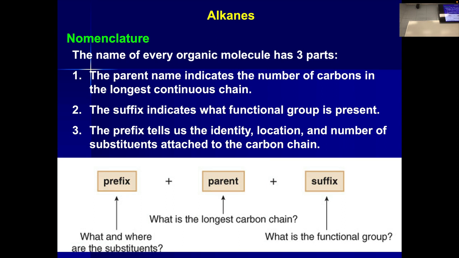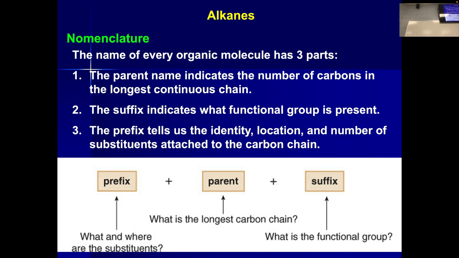All naming or all nomenclature really boils down to being able to identify three things: a prefix, a parent, and a suffix. This is an example in science where there are rules there for a reason, and you have to follow them to a T. You don't get to have artistic license with this. It is based on logic. Okay? And you always start with the parent. You start in the middle. The parent tells us how many carbon atoms are in the longest continuous chain of the molecule.